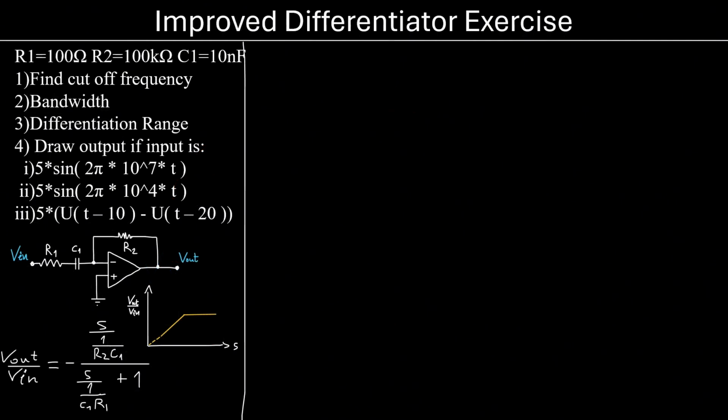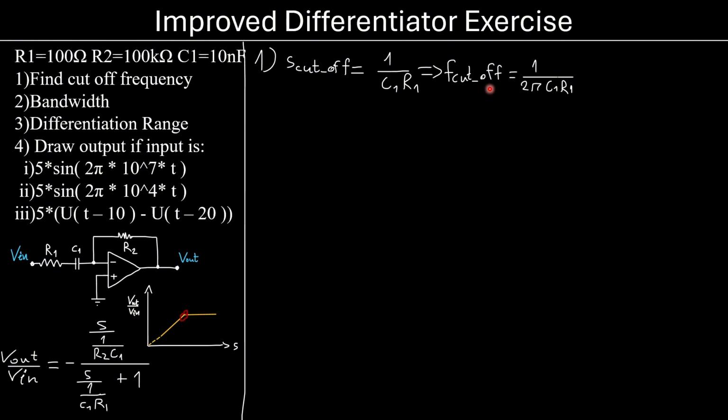Now let's look at this exercise very quickly. We are asked to find, first of all, the cutoff frequency of this configuration with these resistances and this capacitance. And well, first of all, what is the cutoff frequency? The cutoff frequency is this frequency here, the frequency we found to where we have the high pass filter, where the filtering starts. All right, the S cutoff is going to be 1 over C1R1.